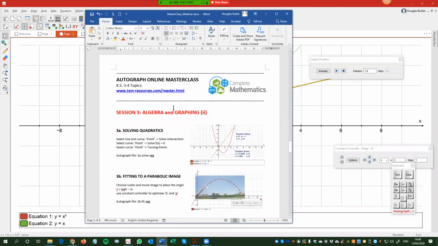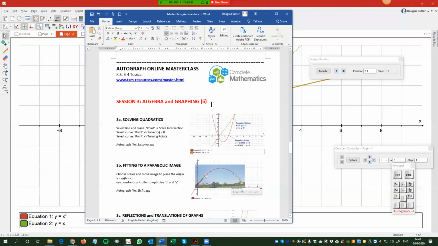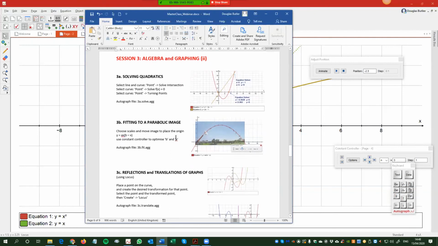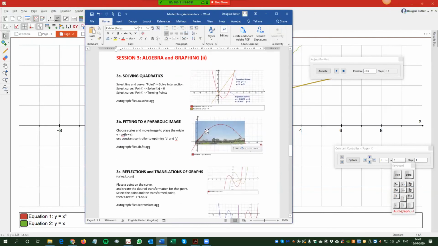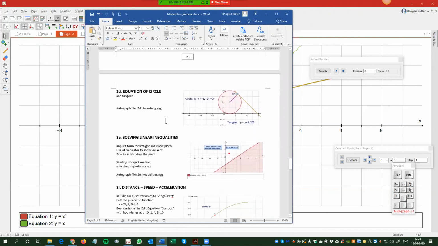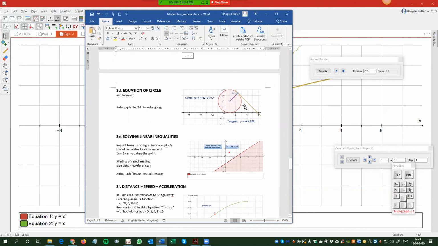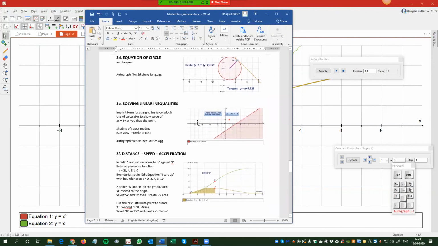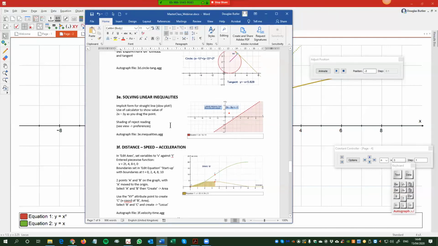But what's coming up next week on Wednesday? Algebra and graphing, the second bit. First of all, solving linear and quadratic equations, fitting a parabola to a parabolic shape. In this case, an extraordinary person is prepared to put his life at risk by being blown out of a gun, but a lovely parabola all the same. Reflections and translations of graphs, the equations of circles and tangents, solving linear inequalities, another use of the calculator quite nicely to moving this point around.